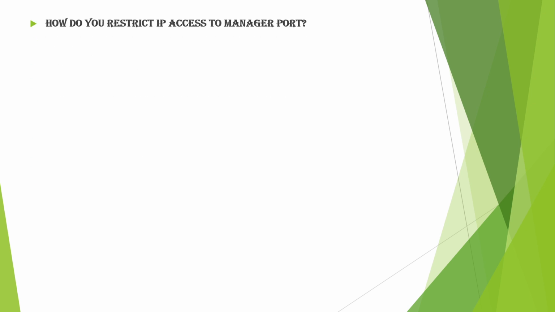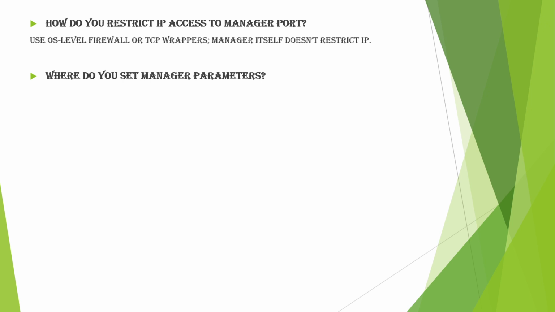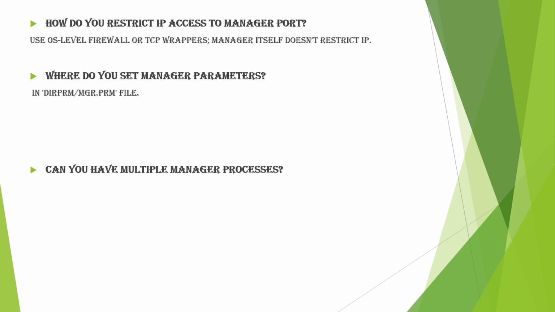How do you restrict IP access to the manager port? Use an OS-level firewall or TCP wrappers. The manager itself doesn't restrict IPs, so we have to use the OS-level firewall and TCP wrappers to restrict access to the manager port. Where do you set the manager parameters? In the dirprm manager PRM file, we can set the manager parameters.